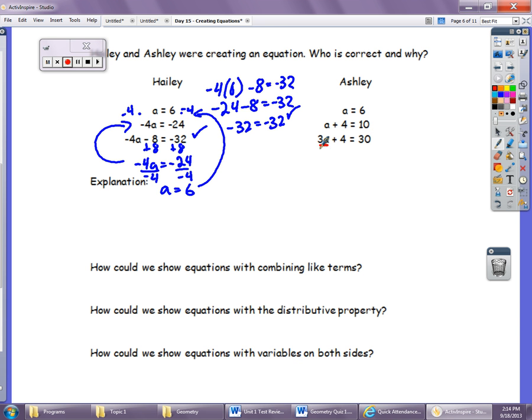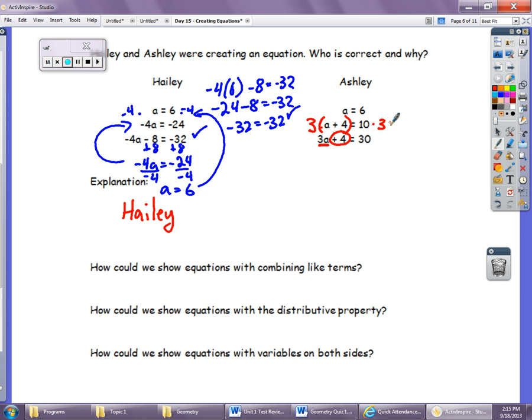Now, when she multiplied a, she did not multiply this 4. So if she wants to multiply, she has to multiply everything on that side of the equation to give her a correct answer. So she has to take this whole thing, a plus 4, and multiply it by 3. So the answer, who was right? Well, Haley was correct. And hopefully my explanation showed why, because Ashley didn't multiply her entire equation by 3. She only multiplied the a. And Haley did all of her steps right, and we checked Haley's to show that it was correct.